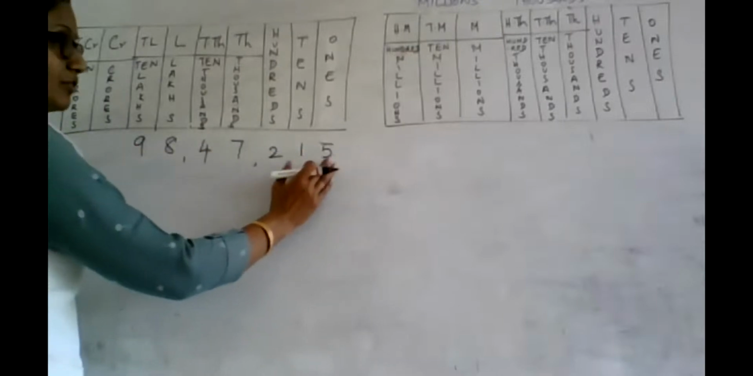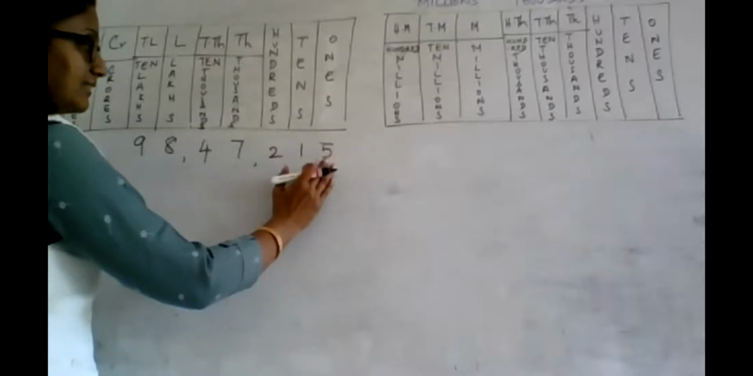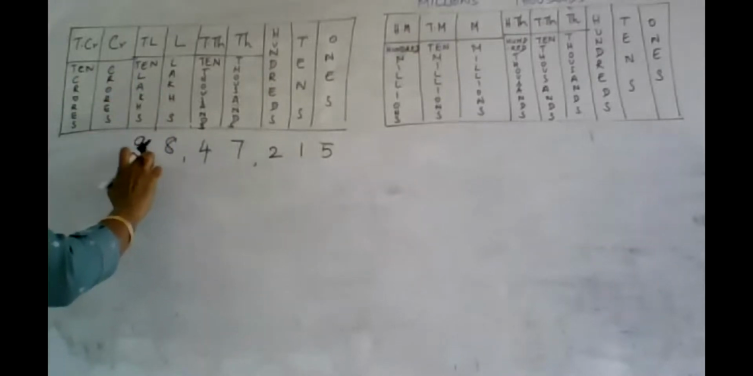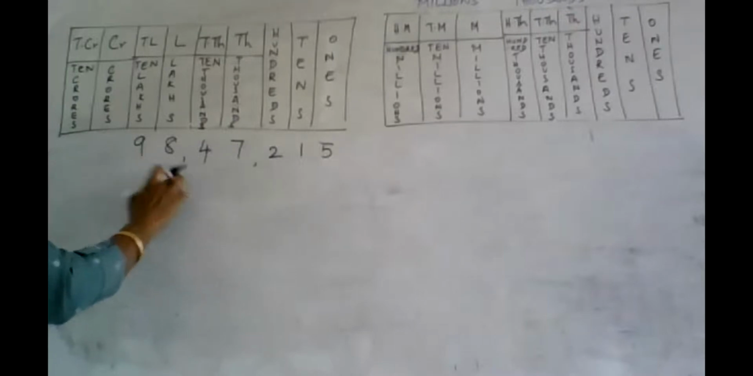Let me start from the right side always. This is the ones, tens, hundreds. Then I have the thousands and 10,000s. Then I have the lakhs and then next the 10 lakhs. So 9 is sitting in the 10 lakhs place. So it is 90 lakhs. Then 8 is sitting in the lakhs place. So it is 8 lakhs. So 90 and 8 together will become 98 lakhs.